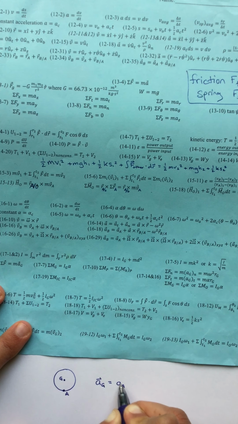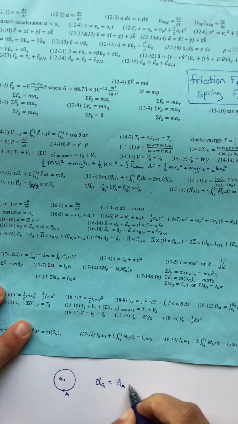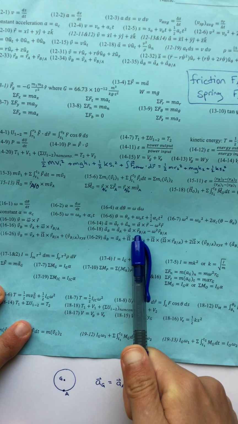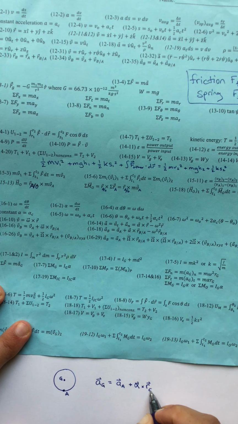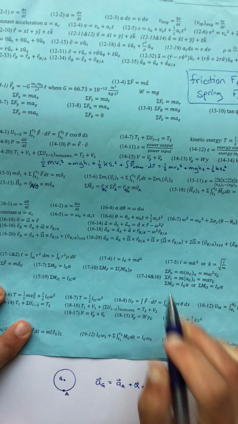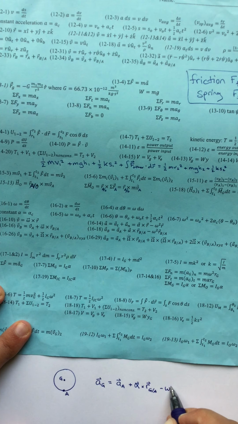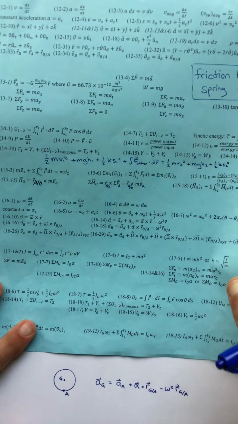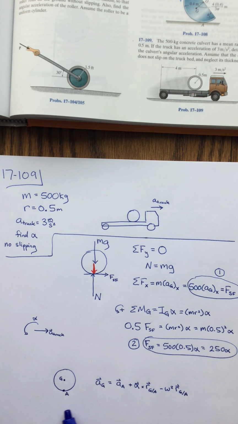So the acceleration of G is equal to the acceleration of point A plus the angular acceleration of the culvert crossed with the vector r, which goes to G from A, minus the angular velocity squared times my vector r, which goes to point G from point A. So point A is a point on the culvert. Because the culvert is rotating, we have a normal component, and we also have a tangential component for the acceleration of point A.